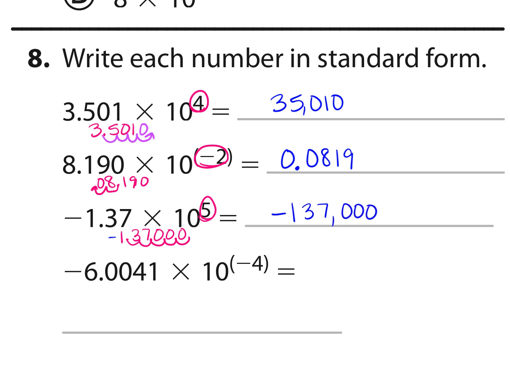Our last number we're going to write, I'm going to ignore the negative for a moment and say, okay, it's times the power of 10, that's negative 4, so this is going to be a very small number. So move my decimal to the left 4 places. 1, 2, 3, 4. And I'll have to use some 0 placeholders. And then I'm going to go back in and write the negative at the end. So here's our number, negative 0.0006041. And I can write a 0 in front of that decimal at the beginning as a placeholder.